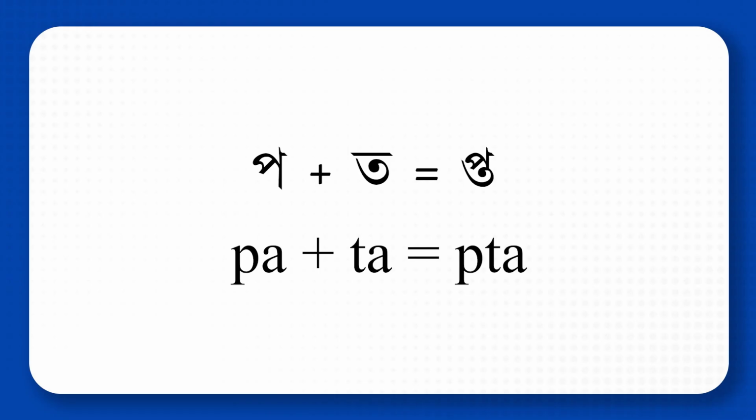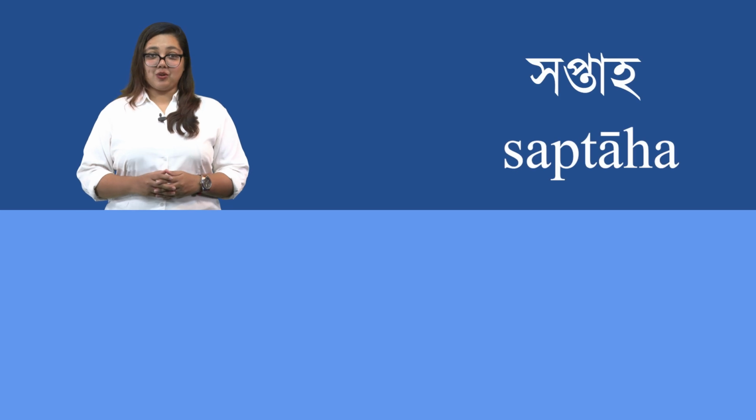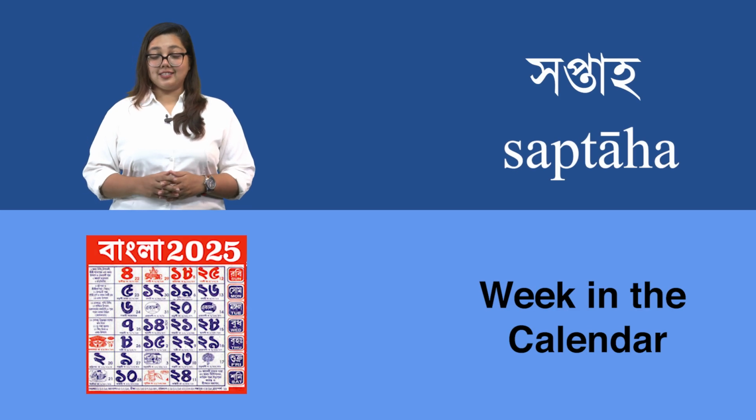The first conjunct is প-এ-তয়. Banjan Borno প merge with ত and form the প-এ-তয় cluster. In this cluster, the second member ত attaches below the first member প. Both of the consonants here retain their shapes when forming the cluster. In words, we can get gupto, which means secret, and shoptaho, which means week in a calendar.